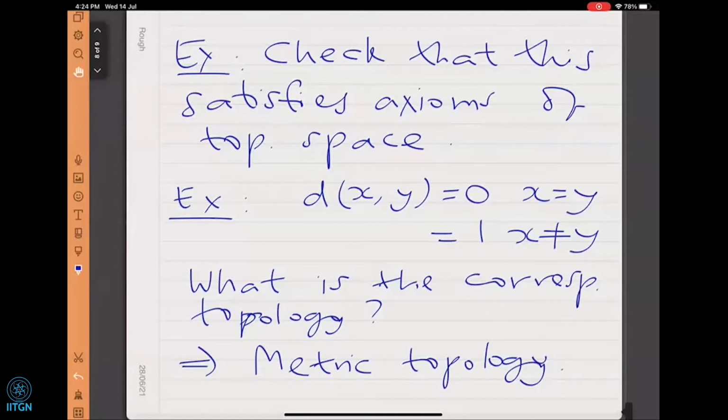And I hope I've emphasized enough that a metric can be defined on any set. A topology can be defined on any set. That's the collection of its open sets. And a metric topology is when I use the metric to define the topology.